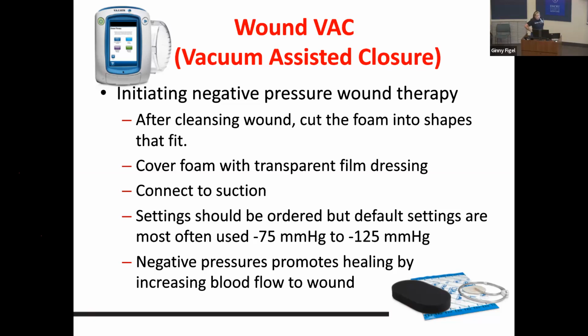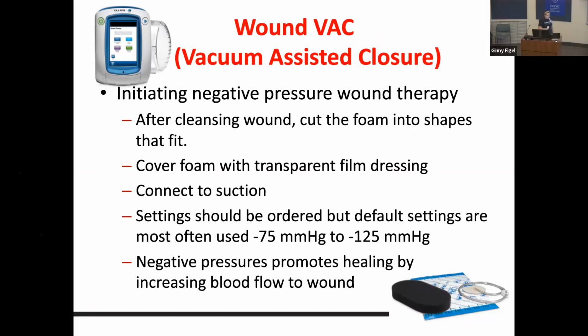the bedside. So after cleansing the wound, we cut the foam into shapes that fit the wound. We cover the foam with a transparent film dressing. Then we put the little lily pad to it, connect it to suction. Your settings should be ordered for what kind of suction they want, but default settings are usually between -75 and -125. The way the wound vac works is that it promotes healing of the wound bed by using that negative pressure to bring blood flow to the wound bed, okay?